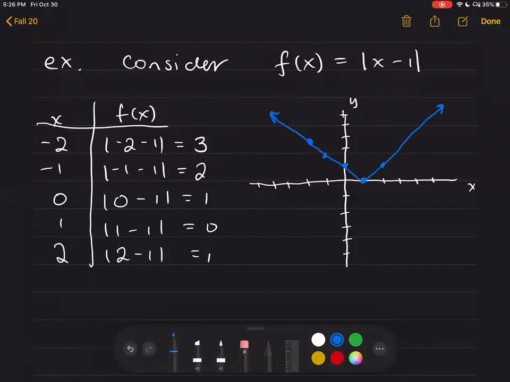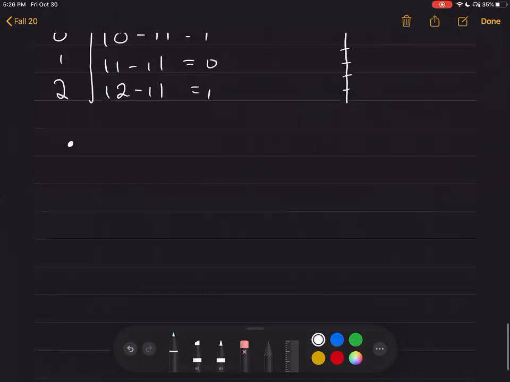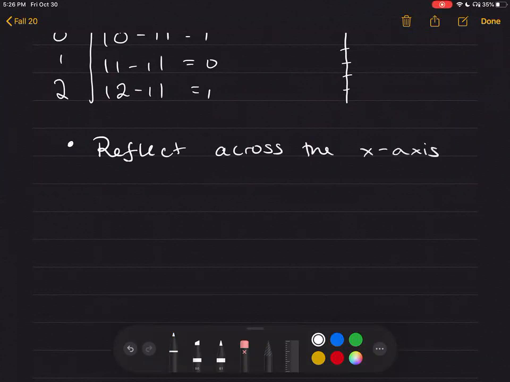Okay, so now let's look at some reflections. Let's just do the standard reflection across the x-axis. If you remember from our rules up there, that means we're going to put a minus sign on the outside of our function. And so in context, that's minus absolute value of x minus 1.